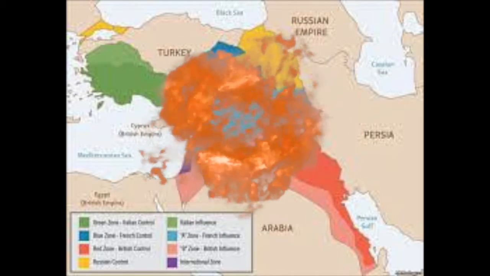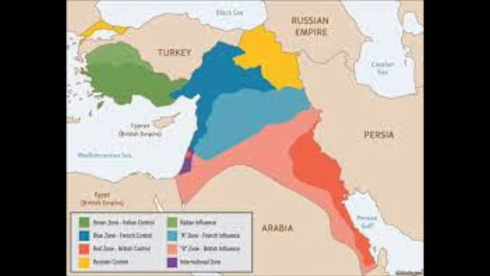The Green Zone is located in current-day Turkey and is under the control of the Italians. Now, if you look at the Blue Zone, it is located in present-day Syria, Iraq, and Jordan and was under the control of the British. The Red Zone in the south was located in current-day Saudi Arabia, Iran, Iraq, and Jordan and was under the control of the British Empire at that time.